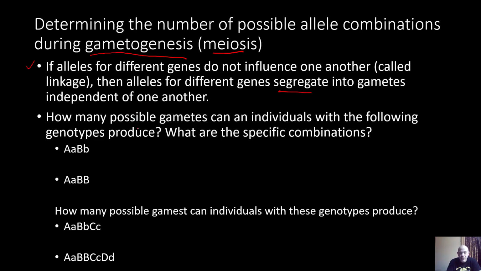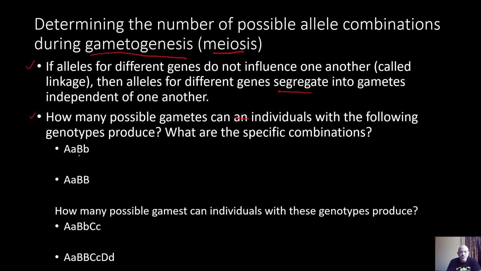So that means we need a strategy for determining what the possible gametes are that we can get. So here's a little practice. The first thing we want to do is see how many possible gametes individuals with the following genotypes can produce.